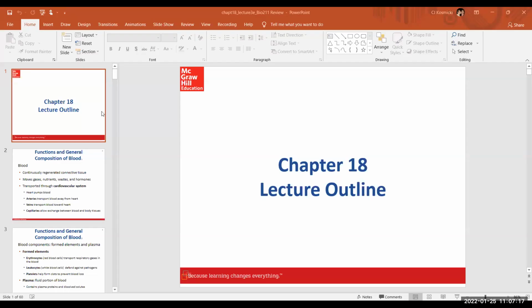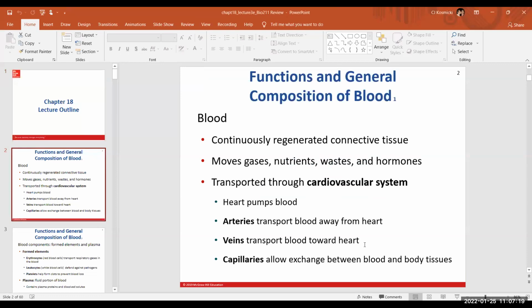Chapter 18 here. All right, so this is blood. Anything and everything you wanted to know about blood? Hopefully, maybe some of it.